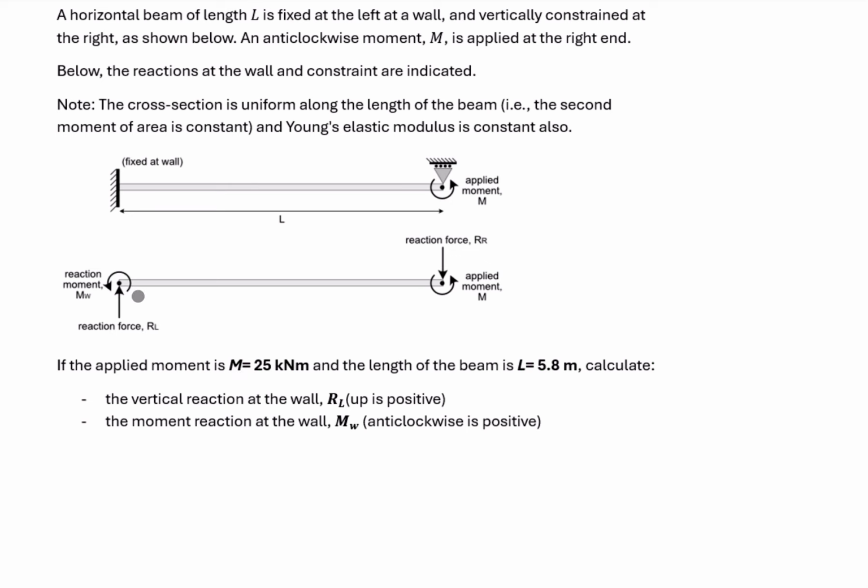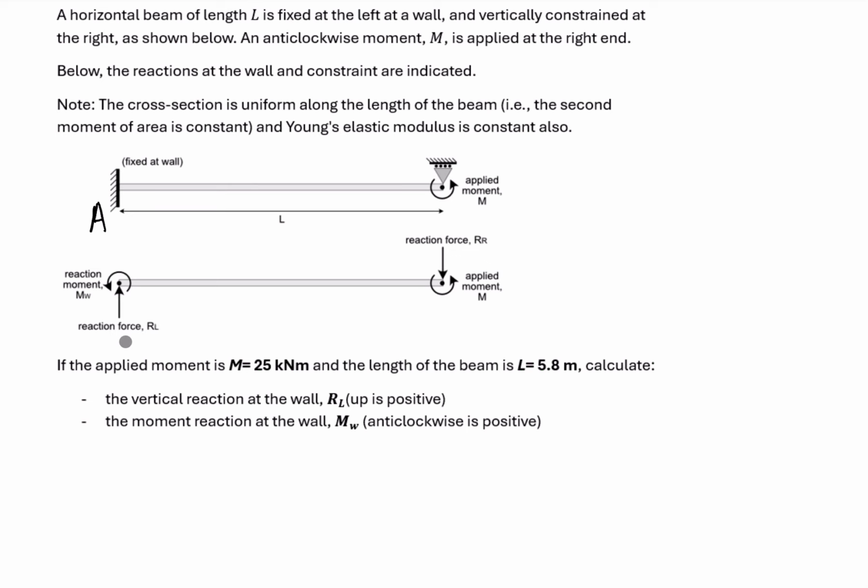So we have two reaction forces on the left-hand side of this beam, and on the right-hand side we have one reaction force RR and an applied moment M. Look here, it's fixed at the wall, so it's a fixed support. If we say this support is A, as we know, a fixed support has three reaction forces, but here we only have two reaction forces.